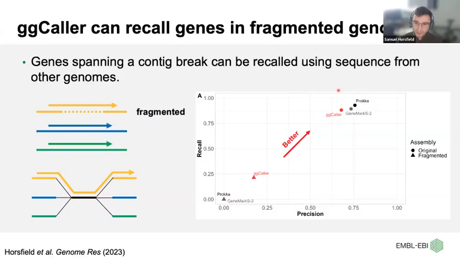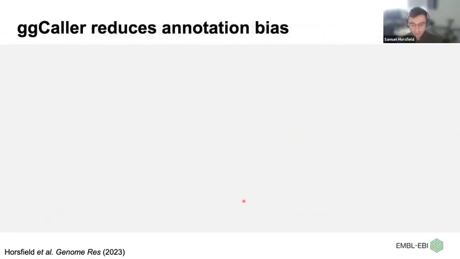What we can see here is ggcaller is maybe just underperforming versus GeneMark-S and Proctor 2 when the genomes are fully intact. But if we actually fragment the genomes, Proctor and GeneMark-S can't call any genes, whereas ggcaller can call some. So this means that ggcaller, using a pangenome graph, makes gene prediction more robust to fragmentation of assemblies.